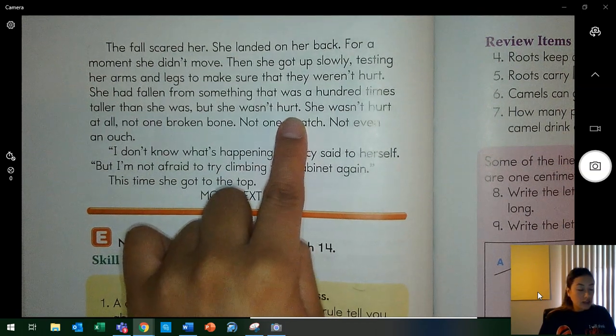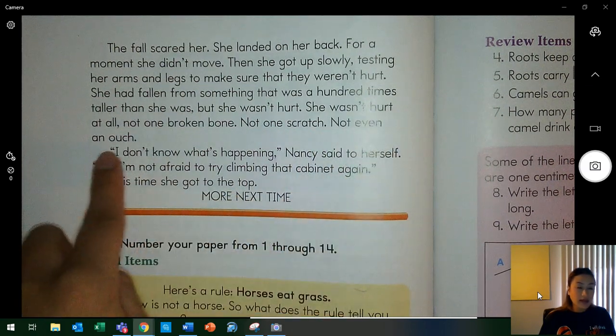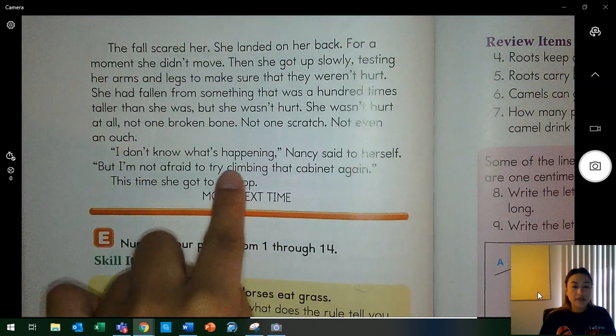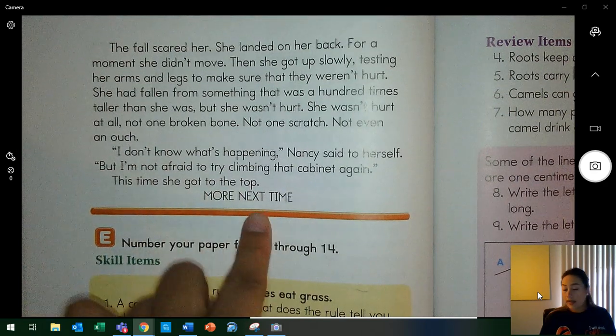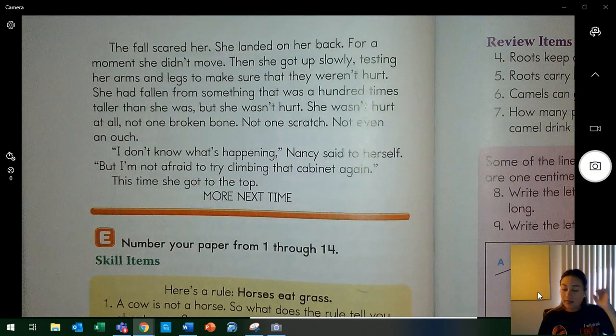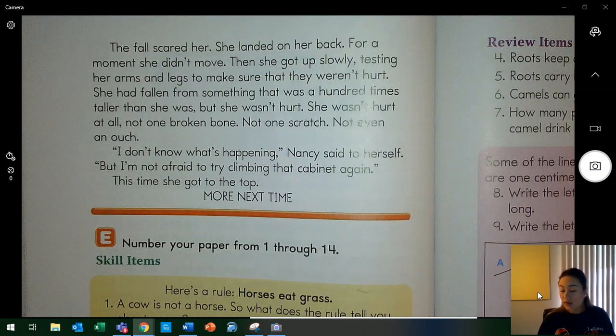Okay, keep tracking. She wasn't hurt at all. Not one broken bone, not one scratch, not even an ouch. I don't know what's happening, Nancy said to herself, but I'm not afraid to try climbing that cabinet again. This time she got to the top. More next time. Now listen, if you were Nancy climbing the cabinet the second time, would you be very, very careful? Get ready. Probably, but not necessarily. But why not? Get ready. Right, because tiny things don't hurt themselves when they fall from high places.